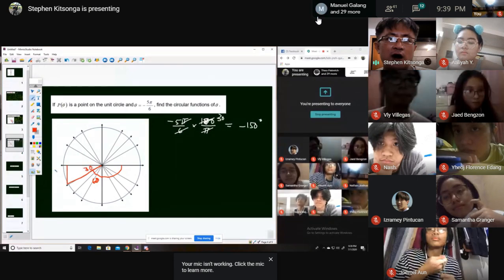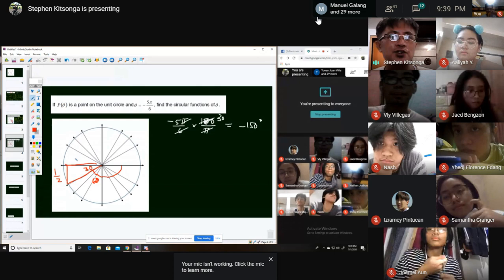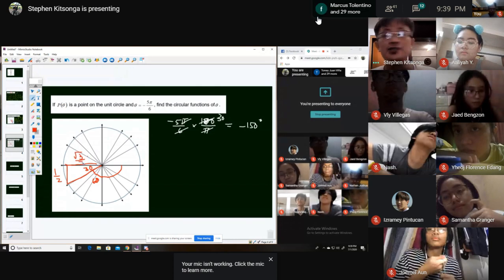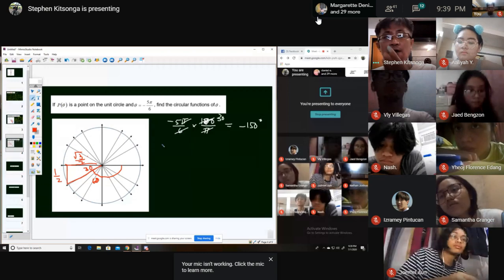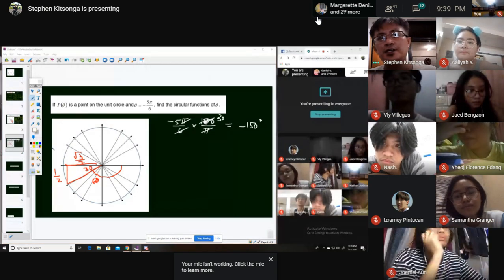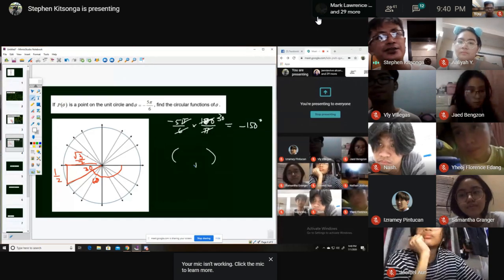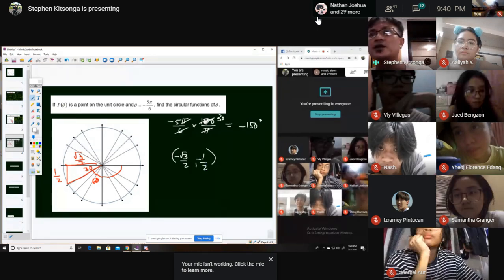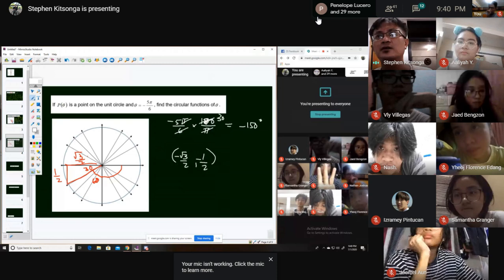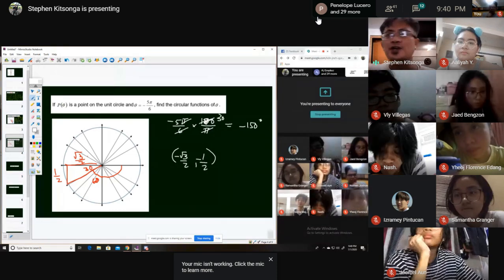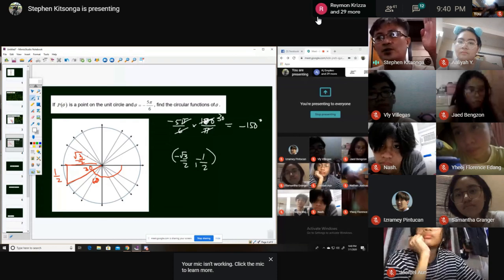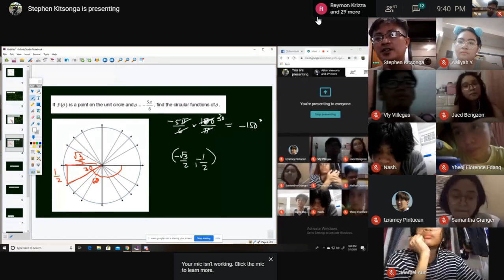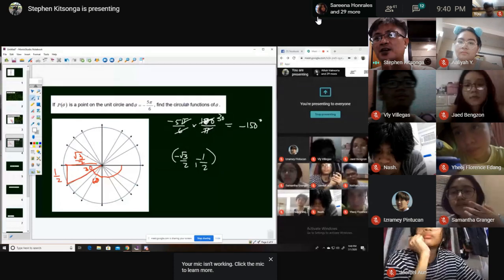So kung 30 yan, 1/2 agad to. Automatic ito, square root of 3/2. Ganun yun, di ba? And automatic, it is on the unit circle, so cosine agad ito, and sine ito. Why are they both negative? Because the angle is located in the third quadrant. Right? Yung cosine, lagi yung ganyan. Yung sine yung nakatayo. X, Y. Easy, right? O, yan, yung trigo function values.